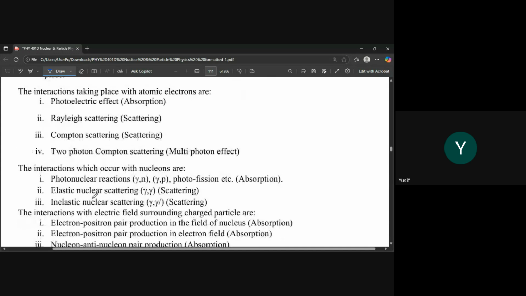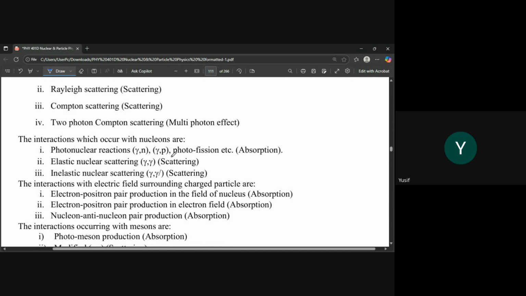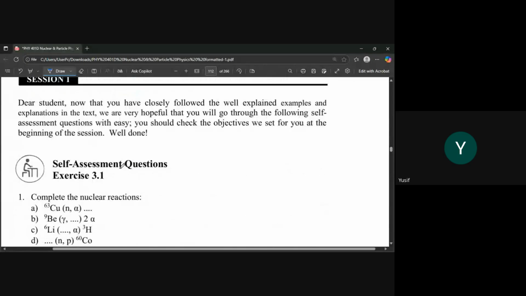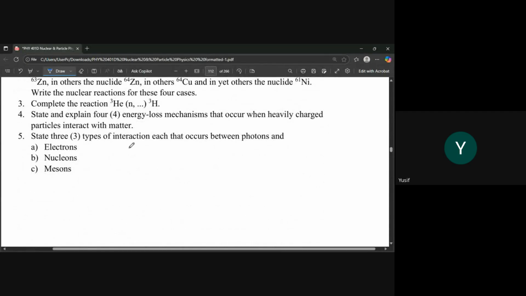Okay, so I hope it's not going to be very difficult. If it's an electron with a photon, then these are them. If it's a neutron with a photon, these are them. And they are all over here. So if you are asked to state the three types of interaction that occur between photons and electrons, photons and neutrons, and photons and mesons, it wouldn't be any issue.